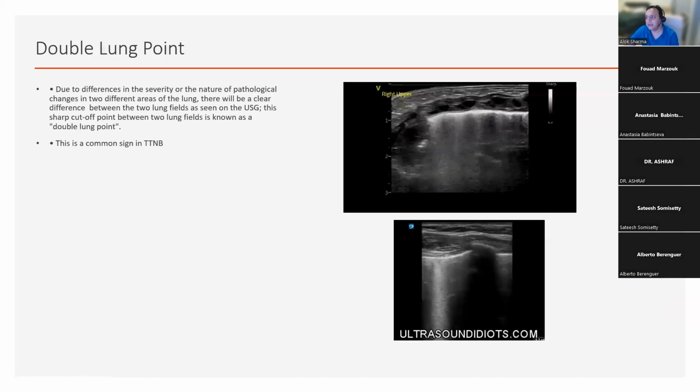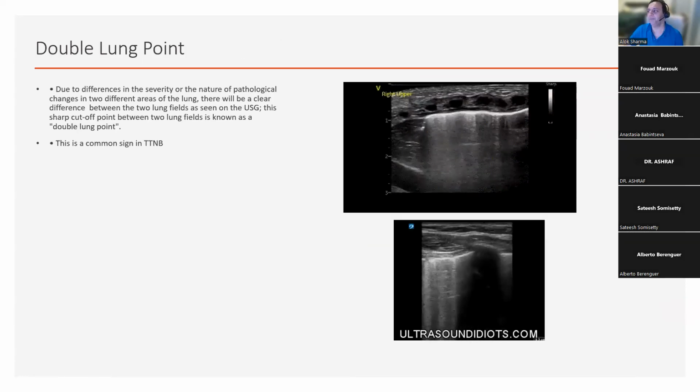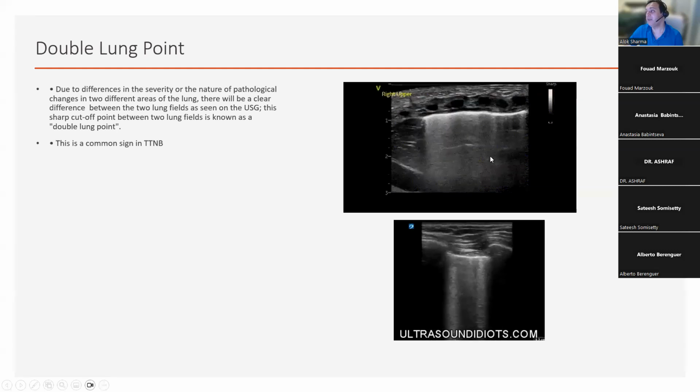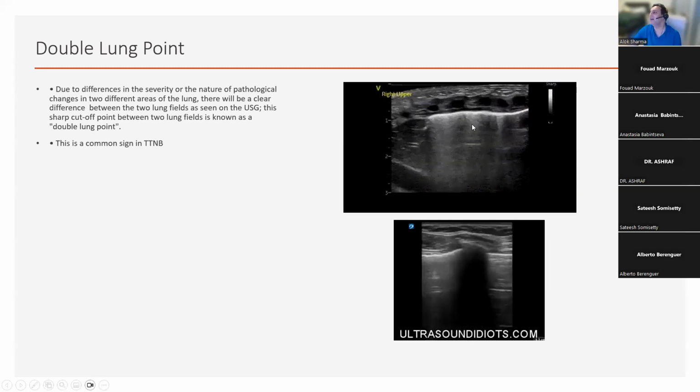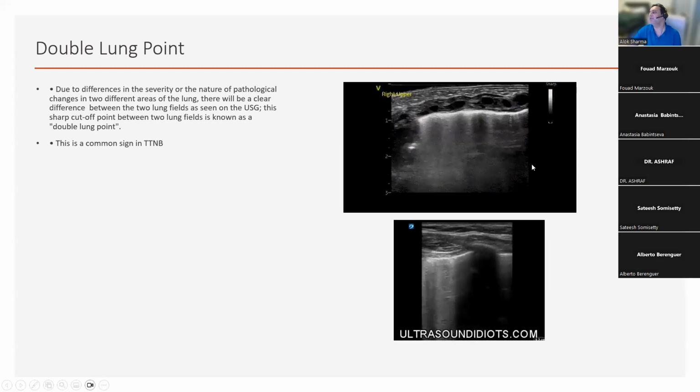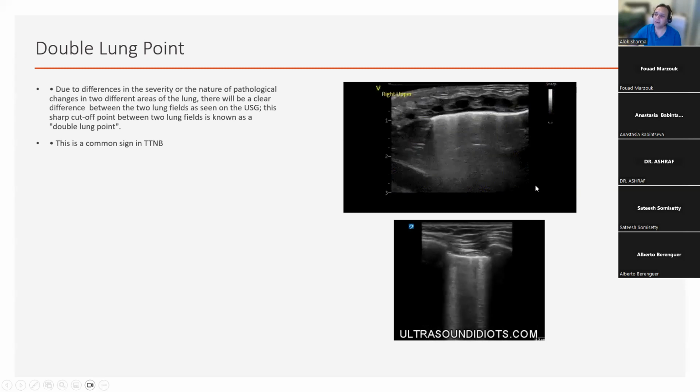I'm not going to cover atelectasis today, but this is just an example of a double lung point. Again, a lung that's slightly better aerated. You can see that up here, we have a B profile, and actually the lower region of the lung is transitioning to an A profile.